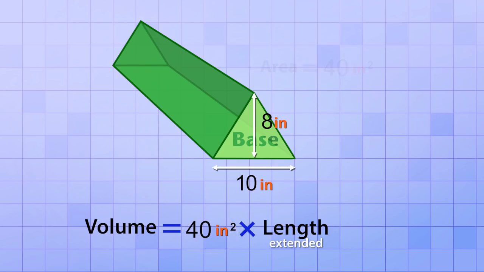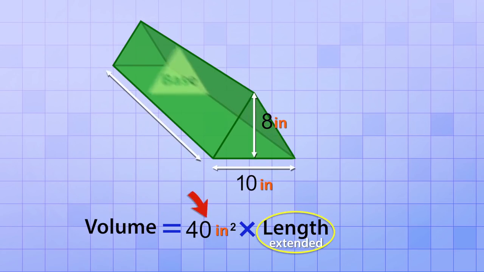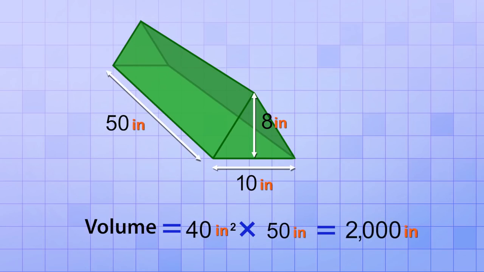squared. Now all we have to do to find the volume is to multiply that area by the length that it was extended. We're told that the length is 50 inches, so we multiply 40 inches squared by 50 inches and we get 2,000 inches cubed. That's the volume of this prism.